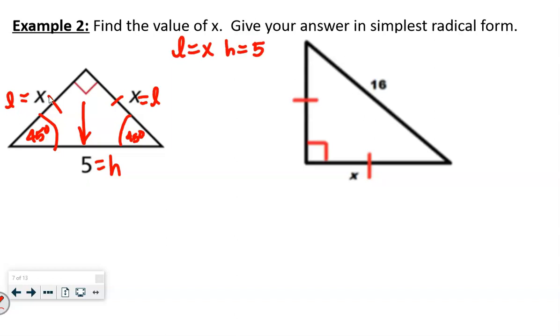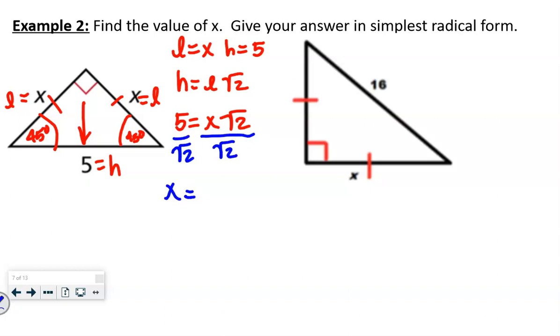Okay, so we're going to write our formula again: h is equal to L square root of 2. Now we're populating our formula, so this time we have a 5 over here and an x times the square root of 2. Now to get the x by itself, we have to divide both sides by that square root of 2, right? So that's going to give us x is equal to 5 over the square root of 2.